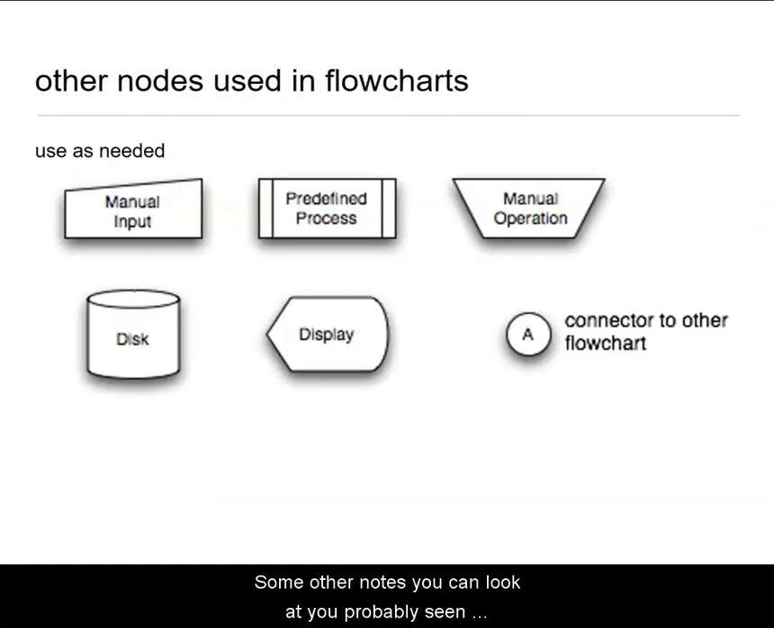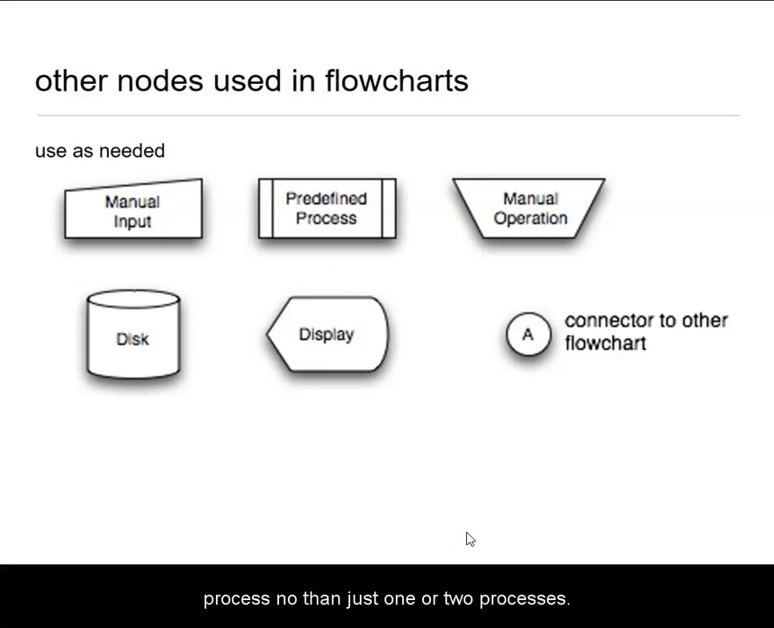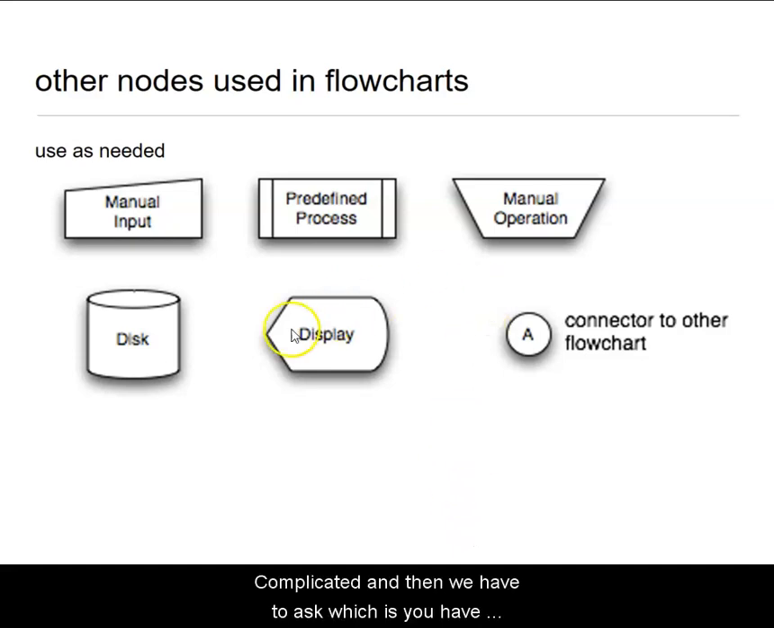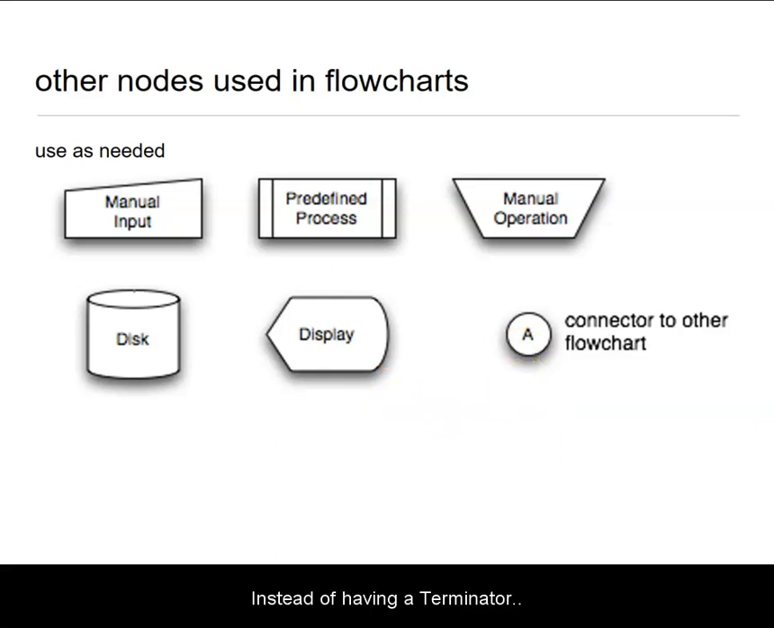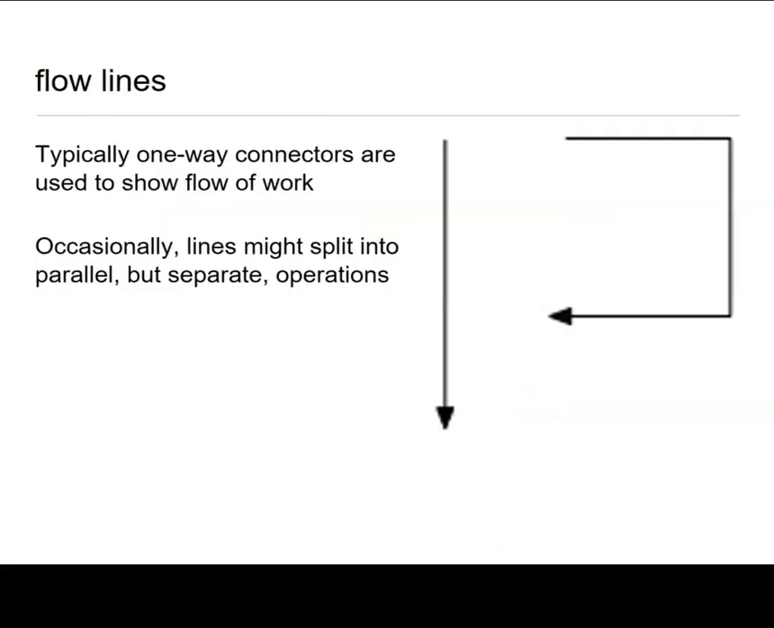Some other nodes you could look at, you've probably seen these in other classes: the predefined process. There's more stuff going on in that particular process node than just one or two processes. It's pretty complicated. And then we have disk, which is any kind of storage device, and display, monitors and such. And then connectors, to say we're going to connect this flowchart to another flowchart instead of having a terminator node. Flow lines: you need a flow from one node to another. Every node has to be connected.